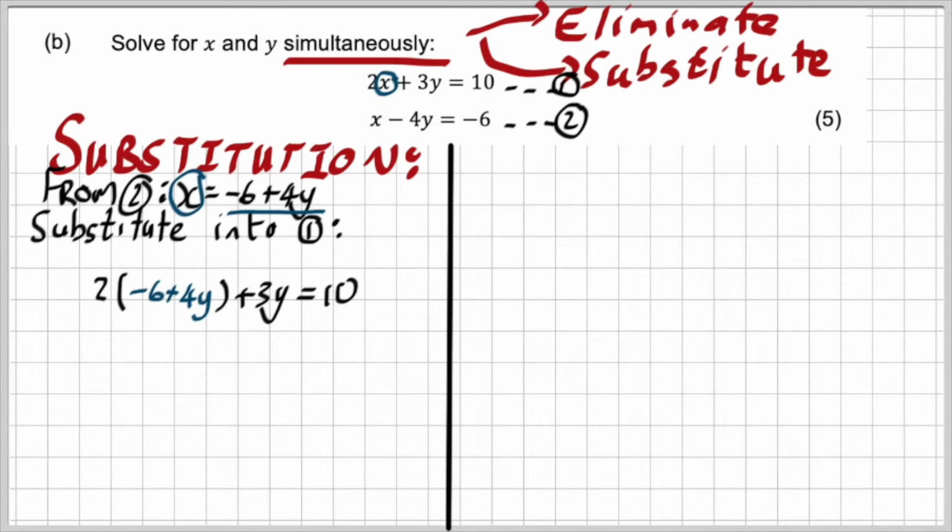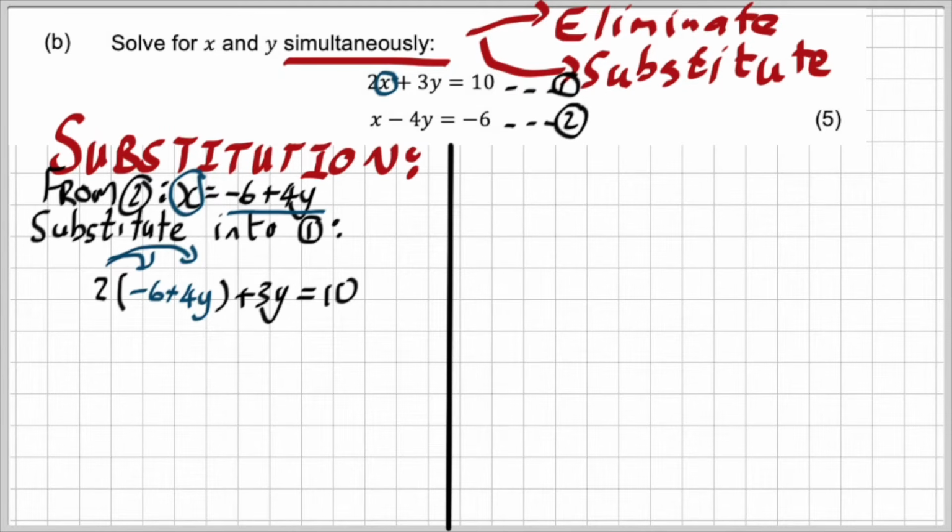Again, why do we do this? Because, remember, solving simultaneously means all of your x values are the same and all of your y values are the same. So if x is equal to negative 6 plus 4y in the second equation, it's also going to be that in the first equation.